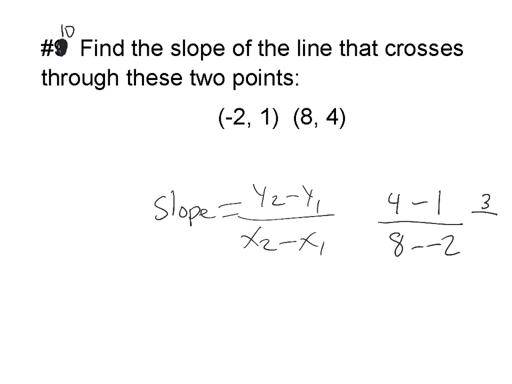Now remember, if you end up with 2 negatives in a row, make them pluses. And there we go. There's our slope. Okay, now careful with those adding and subtracting of negative numbers, and reduce it if you can. Okay, that would be how you do number 10. Do that one while it's fresh in your mind as well.